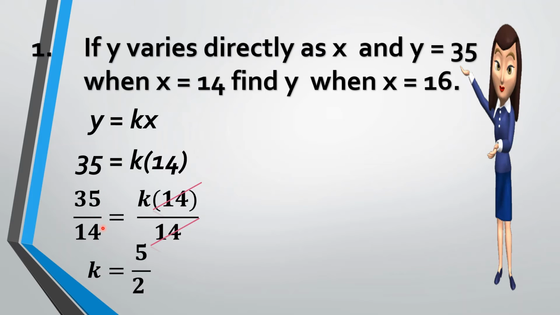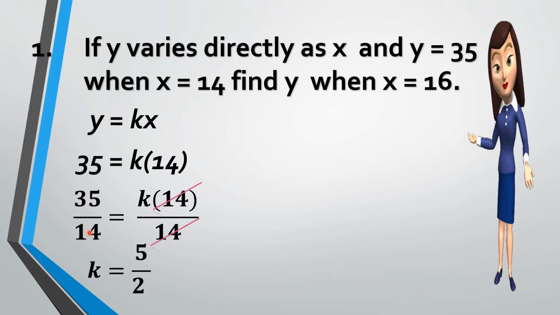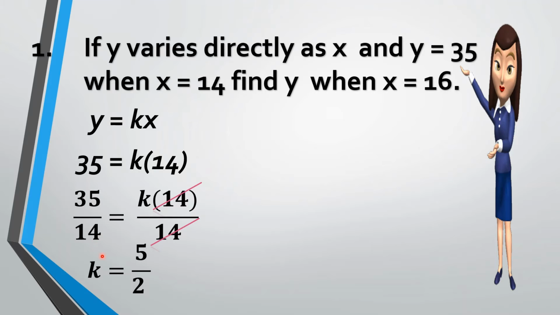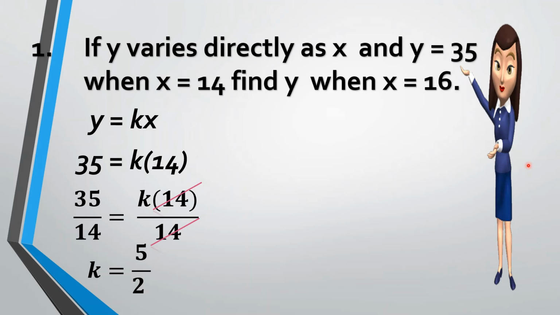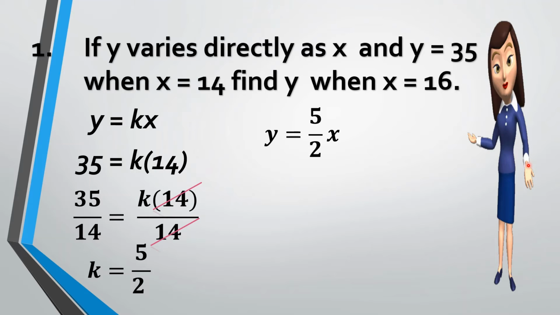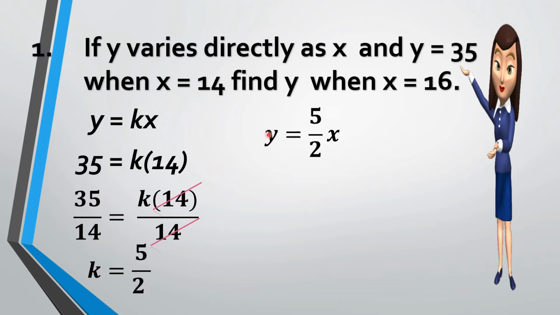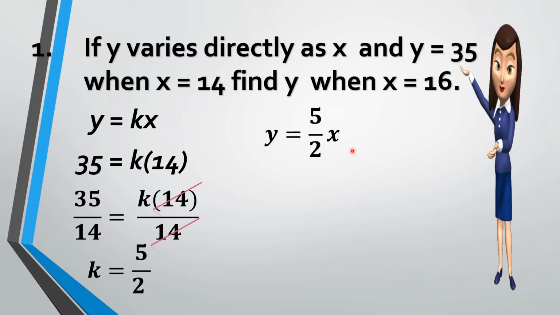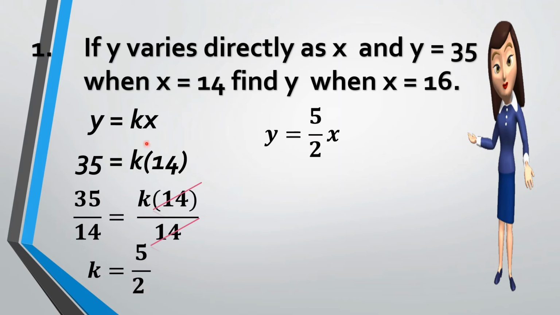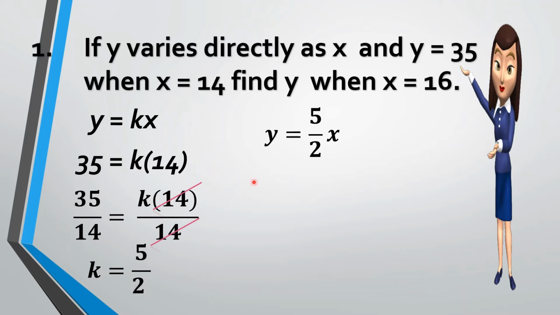35 over 14. We get the lowest term when we divide this by 7. So 35 divided by 7 is 5, then 14 divided by 7 is 2. So our constant is 5 over 2. After that, we need to write this into the equation of variation, just like a pattern or formula. So y is equal to 5 over 2 x, because k is our constant, we need to substitute it now into k. So y is equal to 5 over 2 x.